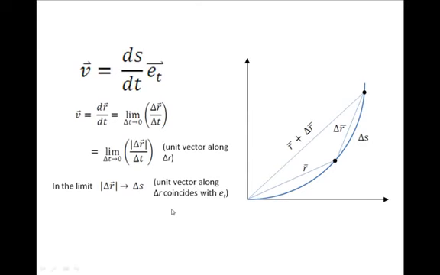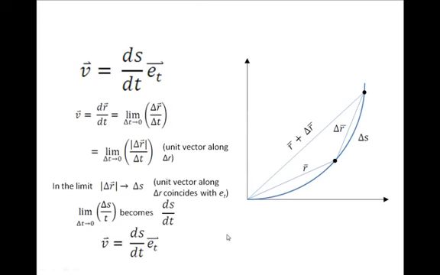And also one more thing, in the limit delta s by delta t, with delta t tending to 0, becomes ds by dt. And therefore, putting all these things together, we can write v is equal to ds by dt into et. And that's our first expression. This t here actually should be delta t. There's a misprint here. But we have this expression v is equal to ds by dt into et.